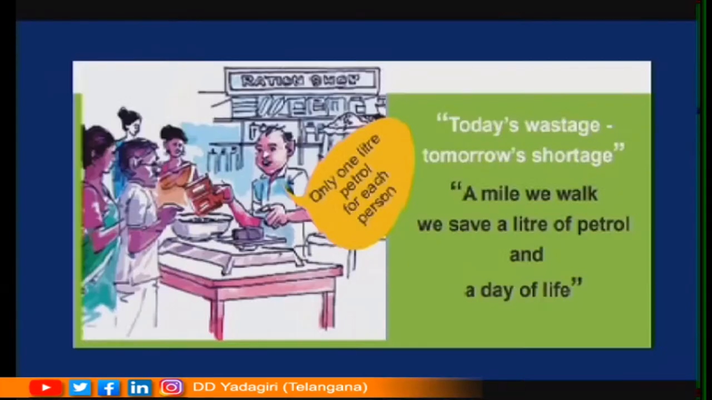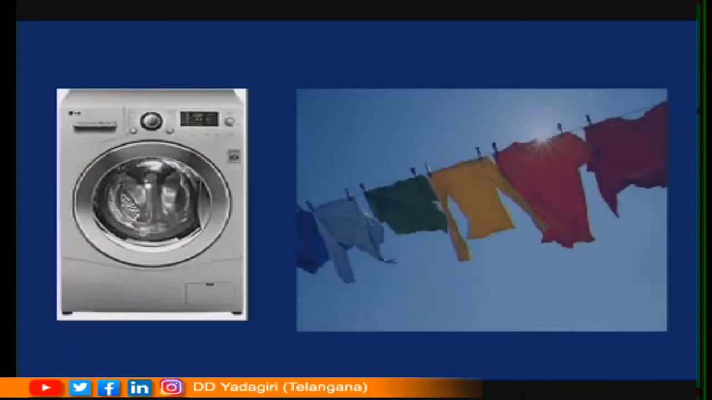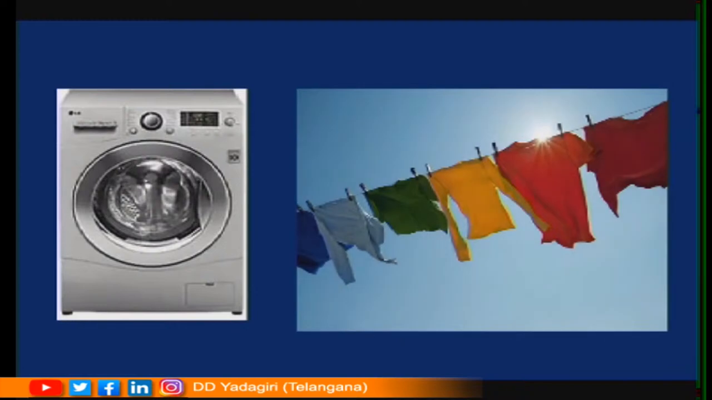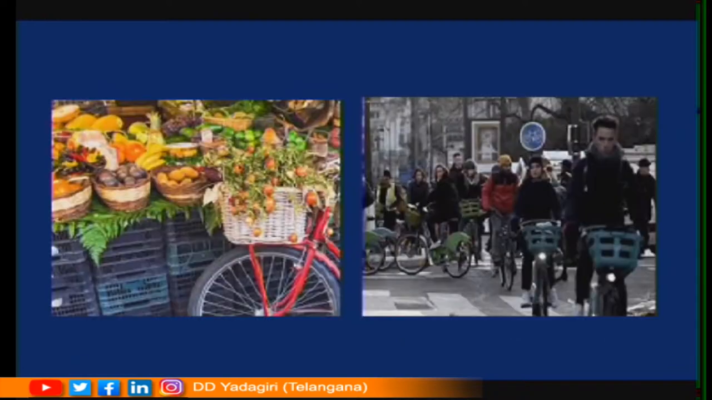There are two methods. First, we should reduce the usage of petroleum, or otherwise we have to start consumption of petroleum. Anyhow, the first method is not applicable for us, but we have to reduce the usage of petroleum in order to save petroleum for longer years. So, we can go for a walk instead of using petrol, and by that we can save a liter of petrol. Now, children, instead of using washing machines, we can use sunlight, and by that we can conserve our energy. Also we can use bicycles to go for vegetables and for shorter distances.